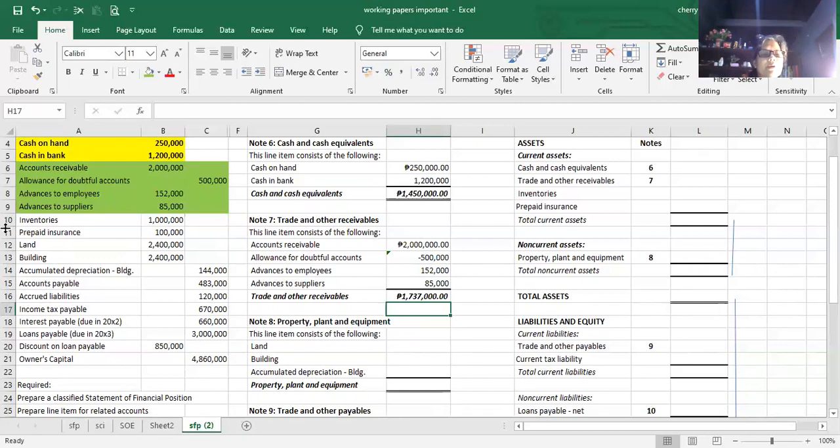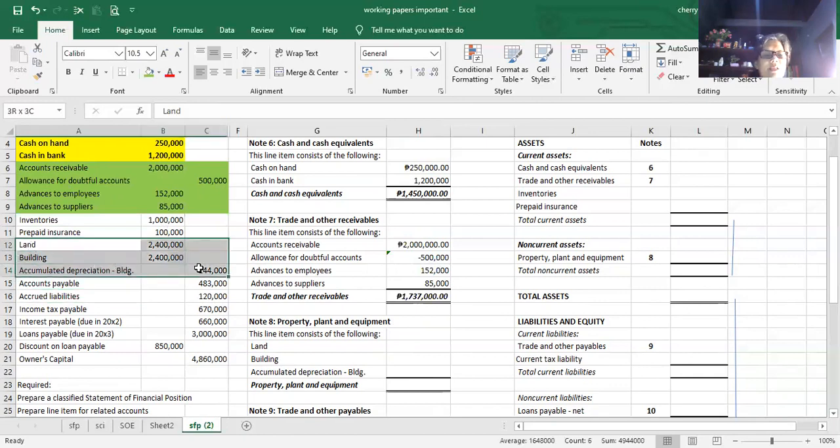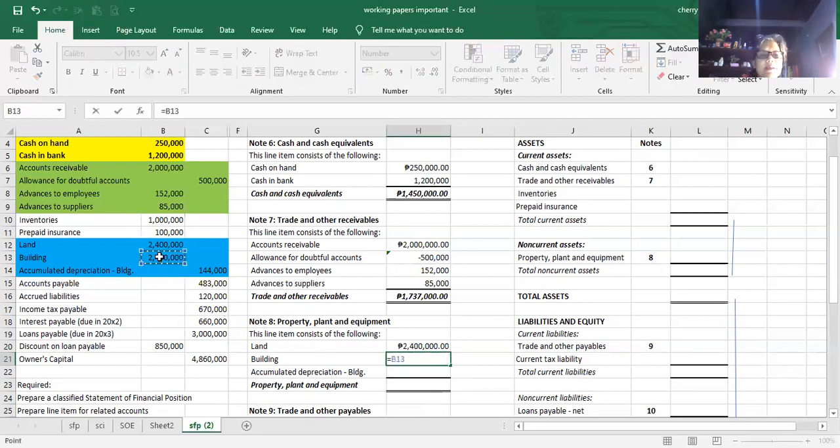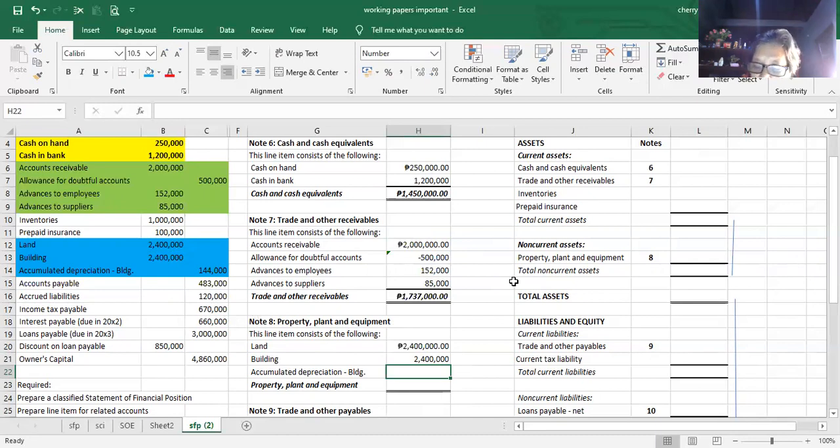Next is item 8, property, plant, and equipment. Inventory has no related account, also the prepaid insurance. So let's go to property, plant, and equipment or non-current asset. We have land, building, and accumulated depreciation building. What color do you want? Let's make it blue. Land equals 2,400,000. How about building? Equals the same amount as given. And then the accumulated depreciation building is a contra asset, therefore we're going to deduct it from building. So equals negative 144,000, then enter.